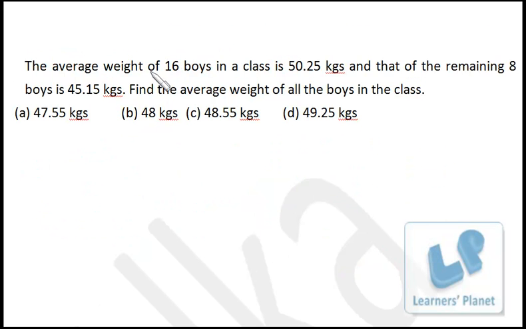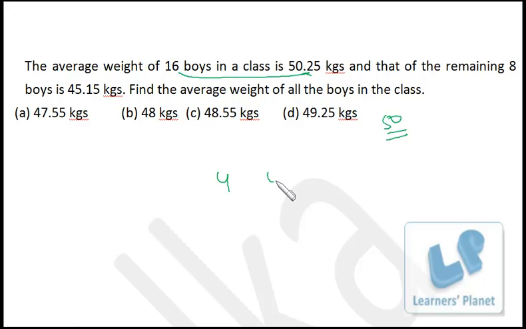Now the average weight of 16 boys in a class is this, and that of the remaining 8 boys is this. Find the average weight of all the boys in the class. So once again we can go for the deviation method. I assume the average to be 50, right? So for 16 boys, the total will exceed by 16 into 0.25. 16 into 0.25, that means 1/4 of 16, that is plus 4. So deviation of this is 4, and for the other, 45.15, and 50 minus 45.15 is 4.85, right?